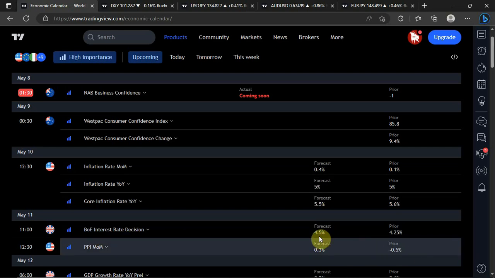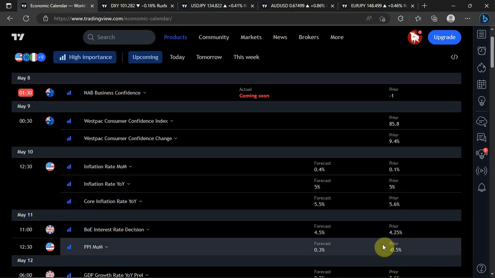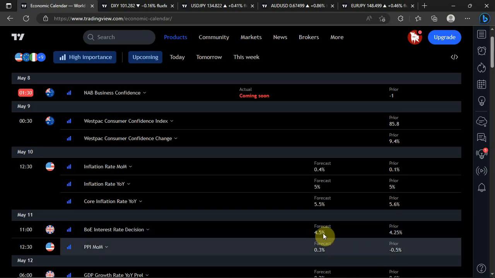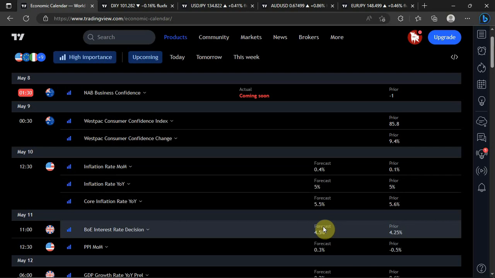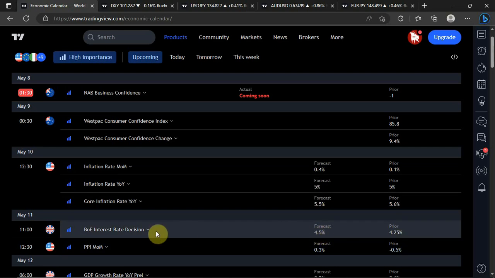They are planning to increase interest rates by 25 basis points, just as the Fed did, just as the Australian bank did. The same thing for the Bank of England, which is expected to increase interest rates by 25 basis points, from 4.25% to 4.5%. Let's see what happens on Thursday.